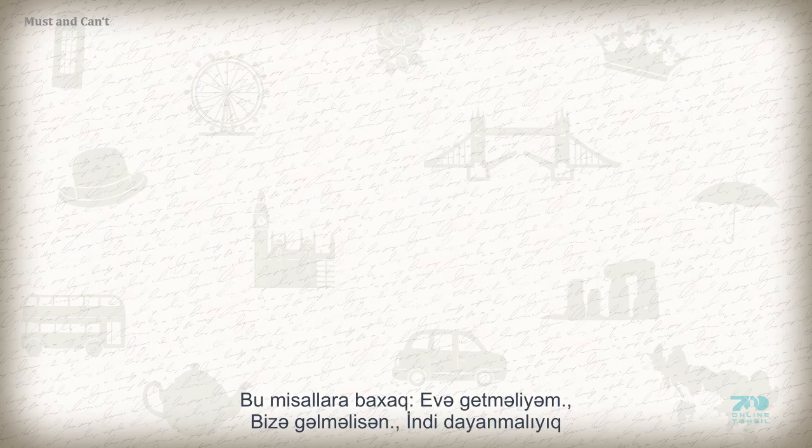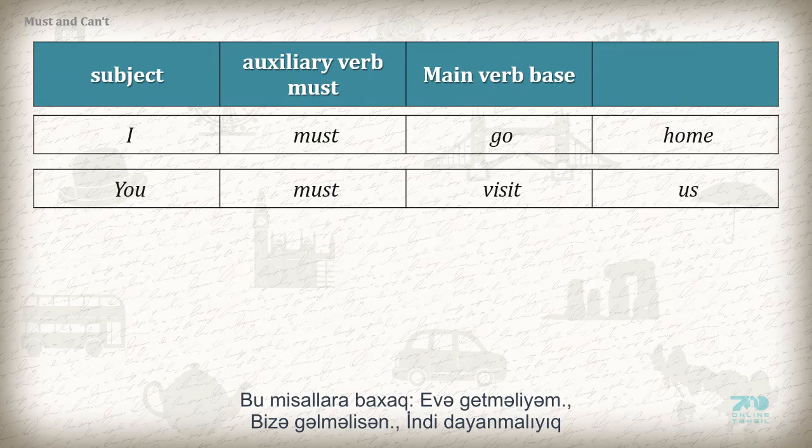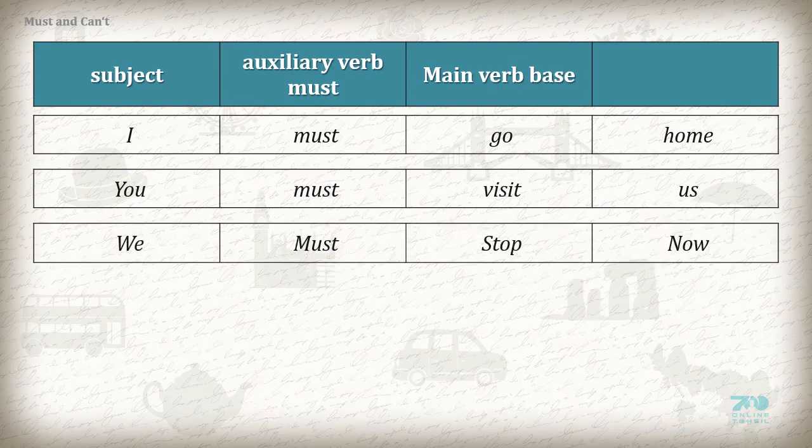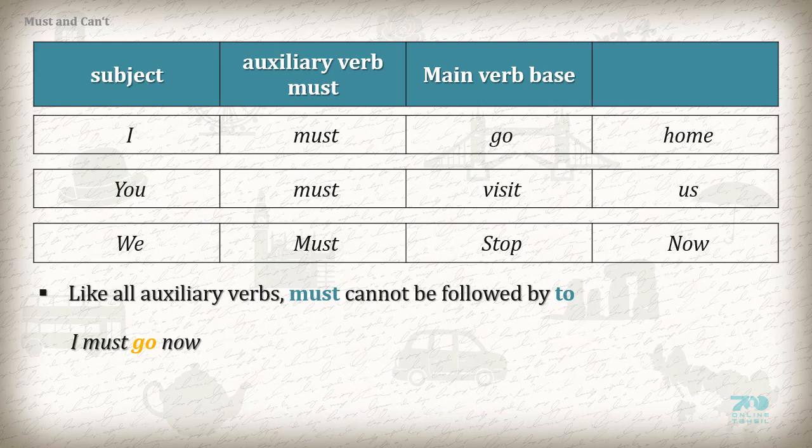Look at these examples. I must go home. You must visit us. We must stop now. Like all auxiliary verbs, must cannot be followed by to. So we say, I must go now, not I must to go now.